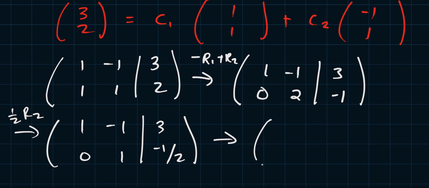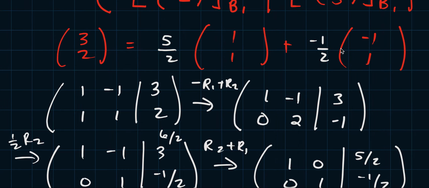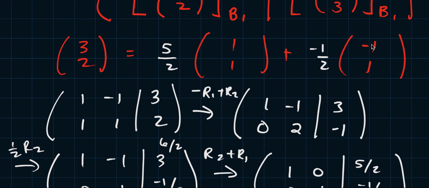And then the last step is to add row 2 to row 1. 1, 0, 0, 1. This will be, so this is 6 over 2, so 5 over 2, negative 1/2. Let's check that. So we said 5 over 2, negative 1/2. 5 halves plus 1/2 is 6 halves, that gives me 3. Then 5 halves minus 1/2 is 4 over 2, which is 2. So that's true.